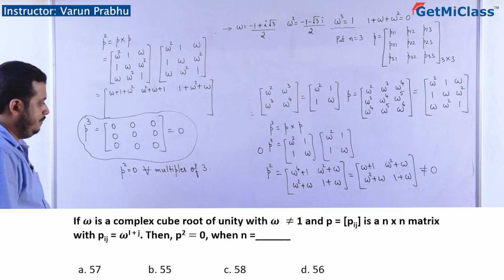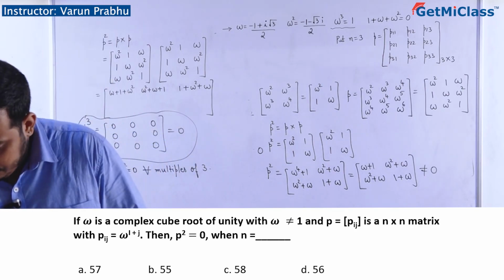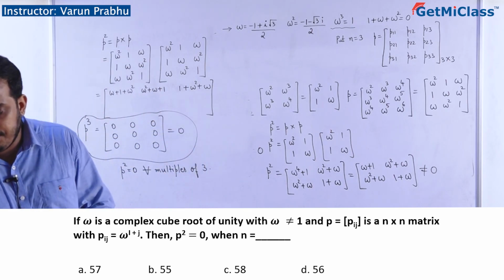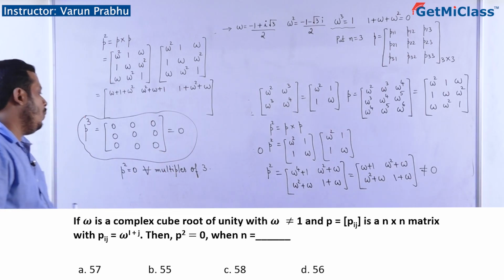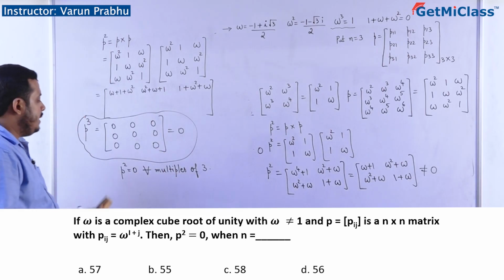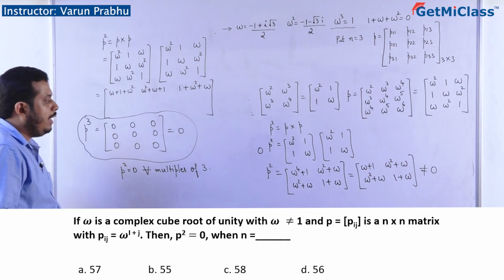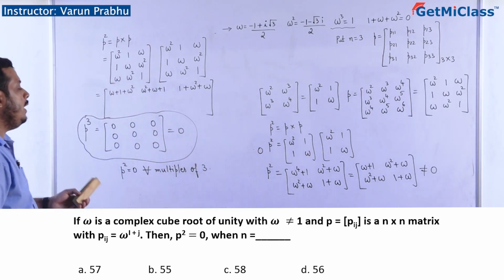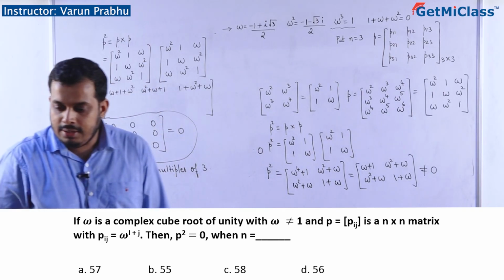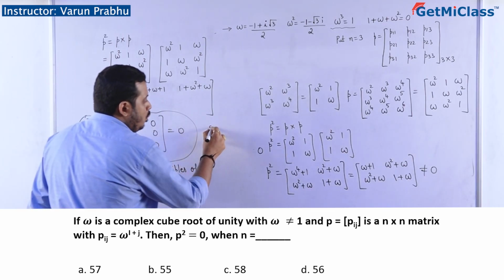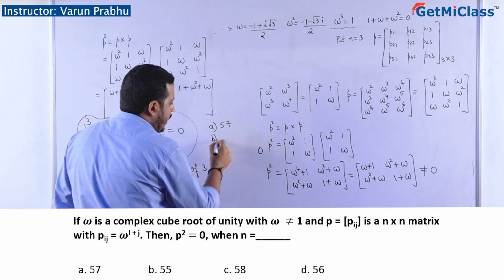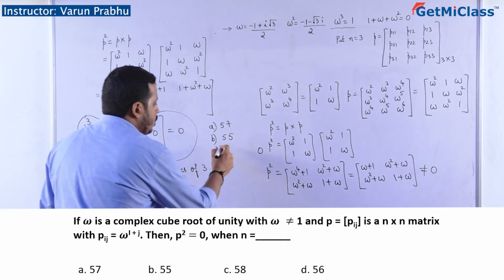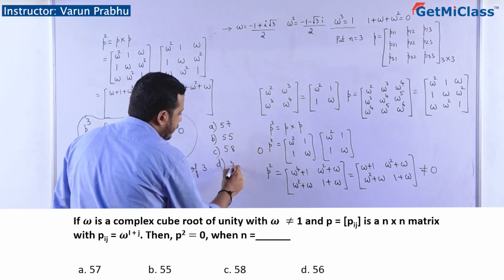Now the question is asking, if P square should not become equal to 0, then what is the value of n? Which of the following cannot be the answer here? The options given are 57, 55, 58 and 56, students.